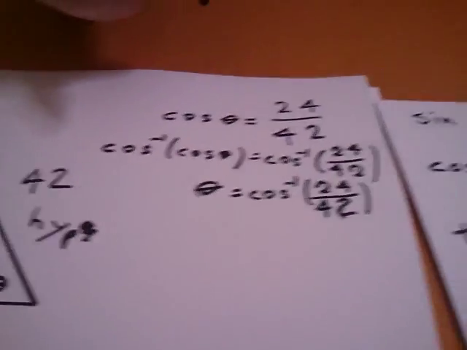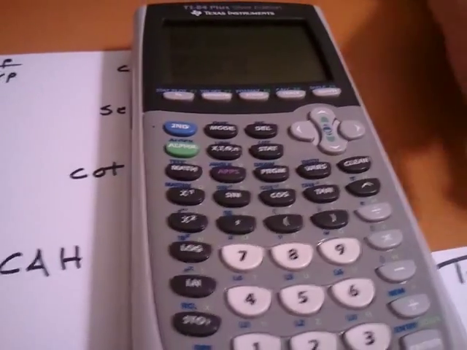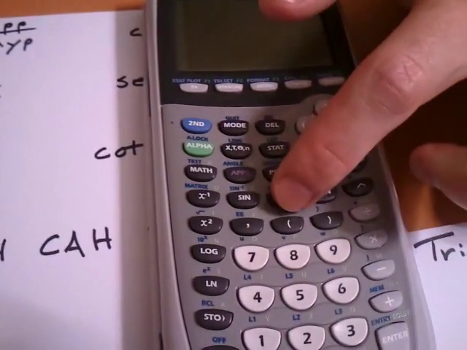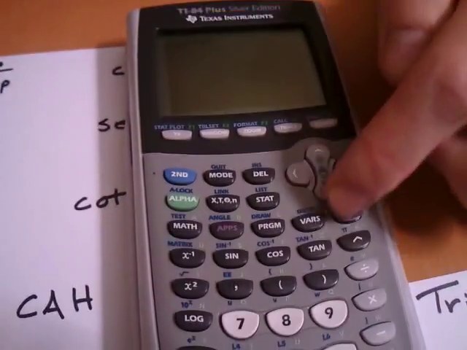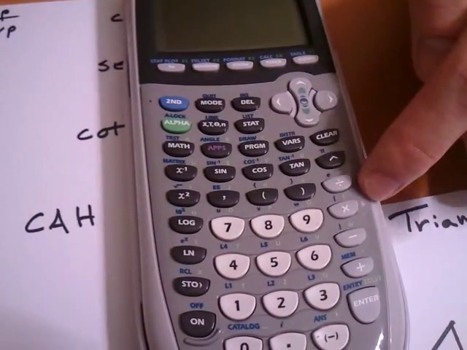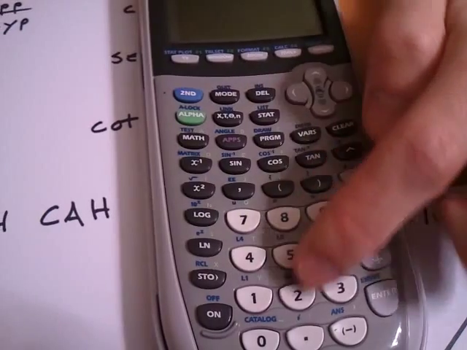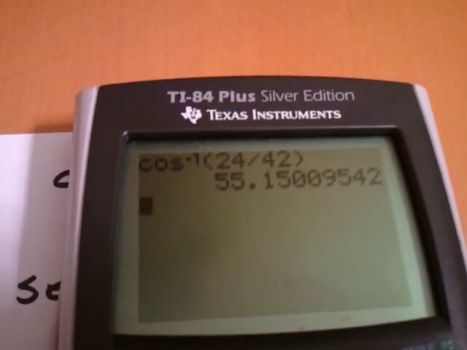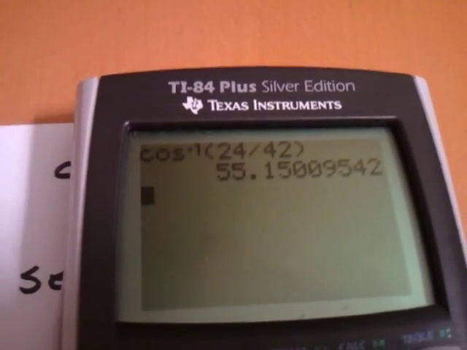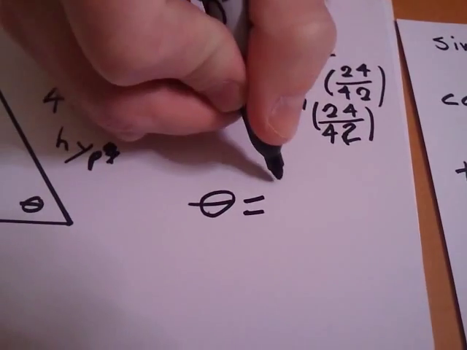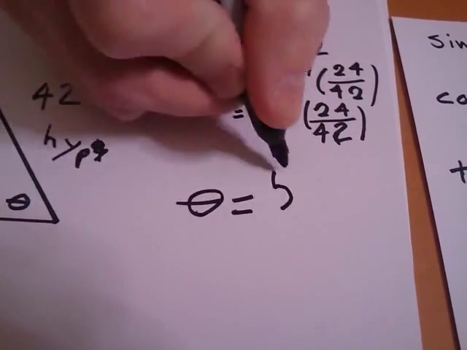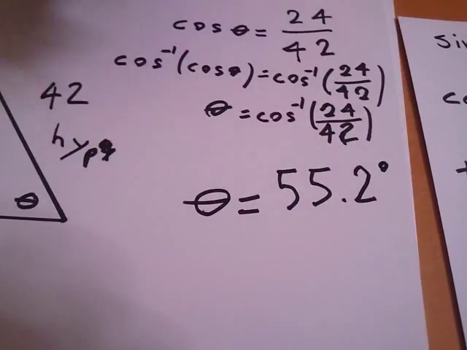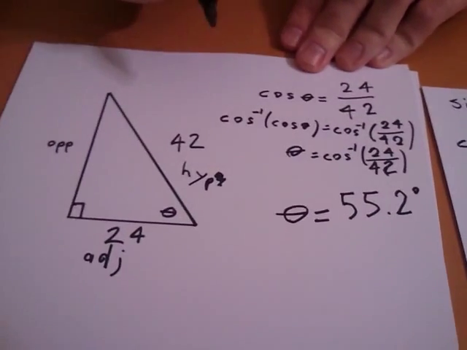And this can go right into our calculator. Get the low battery warning. Hit second cosine to get the inverse cosine. We're going to do 24 divided by 42. Close your parentheses. 55.15. We're going to round that to the nearest tenth, so that rounds to 55.2. And that's our answer. That's our theta, 55.2 degrees.